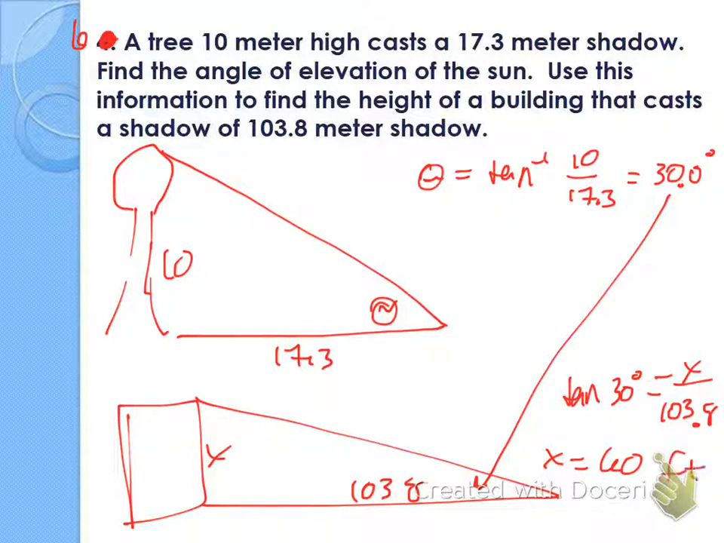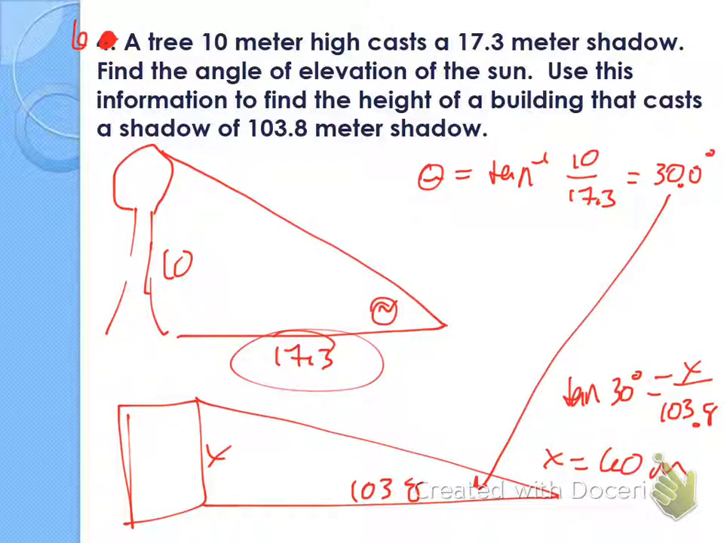Okay, so the building ended up being 60 feet tall. So 10-foot tree, 17.3 meters, 60 meters tall, not feet. Sorry, I should have paid attention to my units. But anyway, so the shadow was 17.3 meters long, so that goes there. And we want to find the angle of elevation for the sun, which is the tip of the shadow to the top of the tree. And so inverse tangent there gives us 30 degrees.